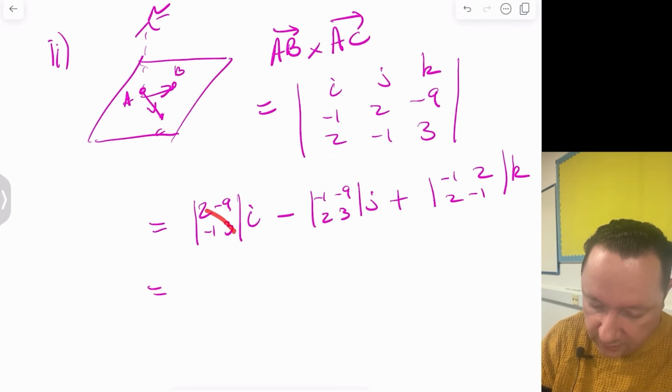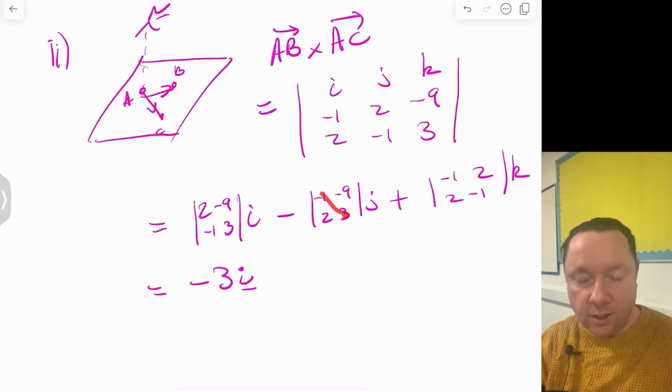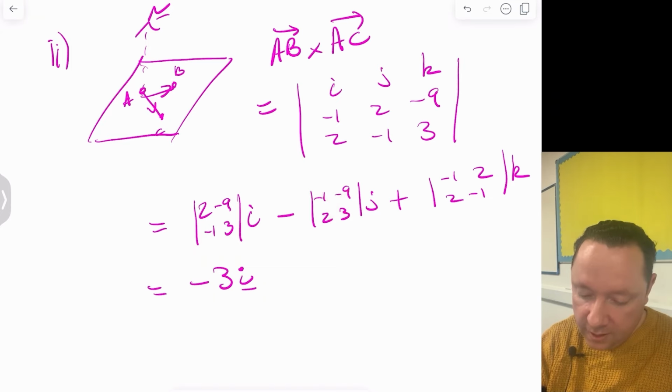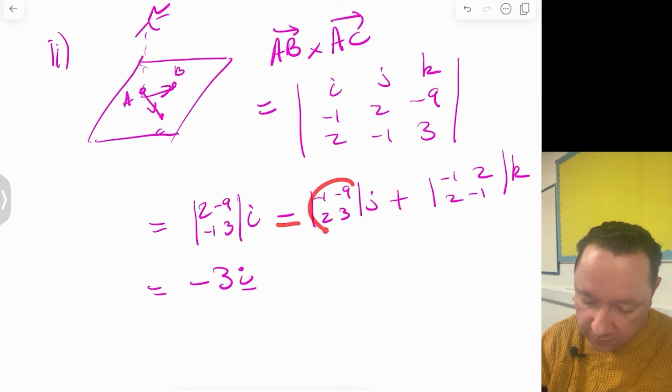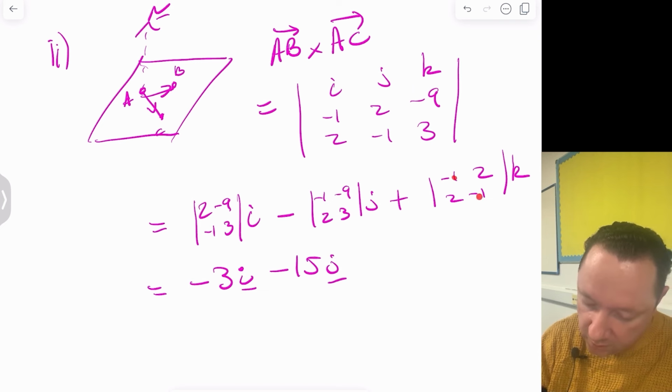2 3s is 6, minus 1 times minus 9 is 9, so 6 minus 9 is minus 3 i. Minus 3 minus minus is plus 18. 18 minus 3 is 15, so it's minus 15j. And then we've got minus times minus a plus, so that's 1 minus 4. 1 minus 4 is minus 3.